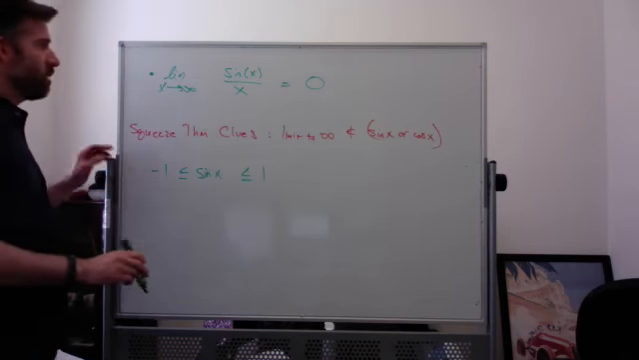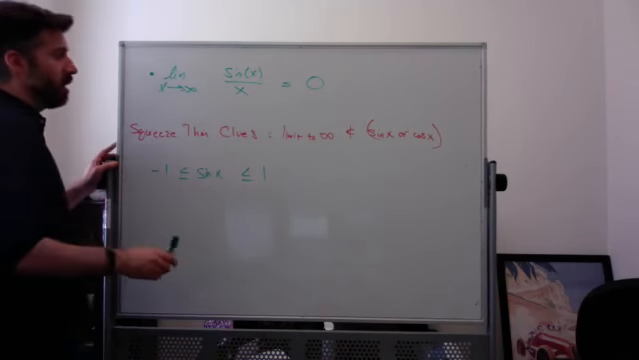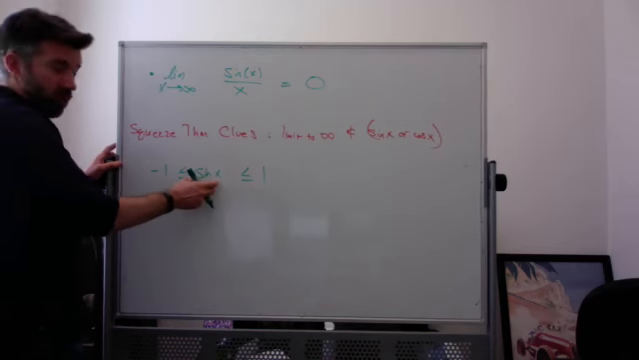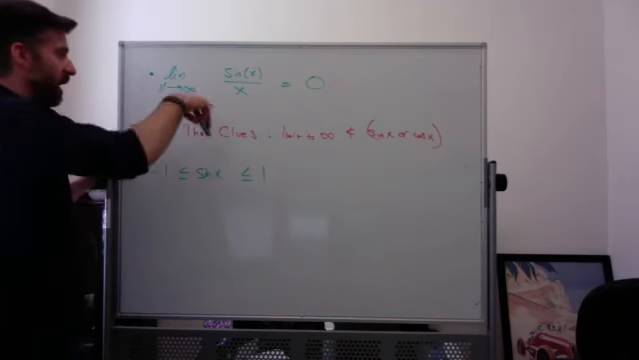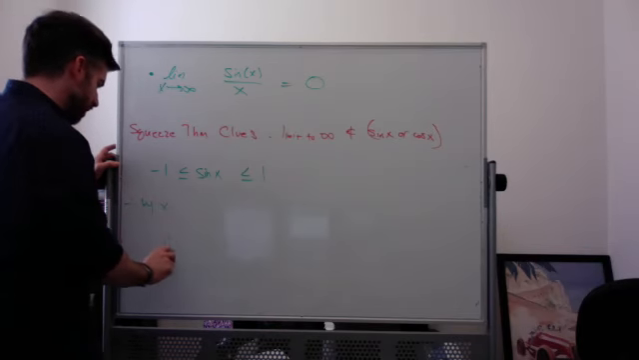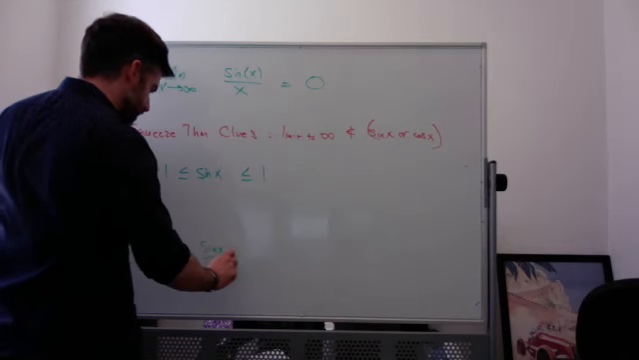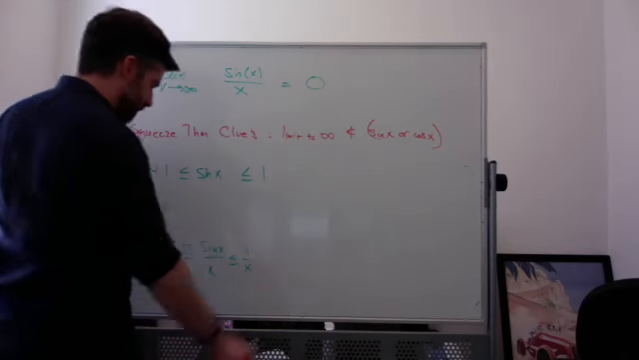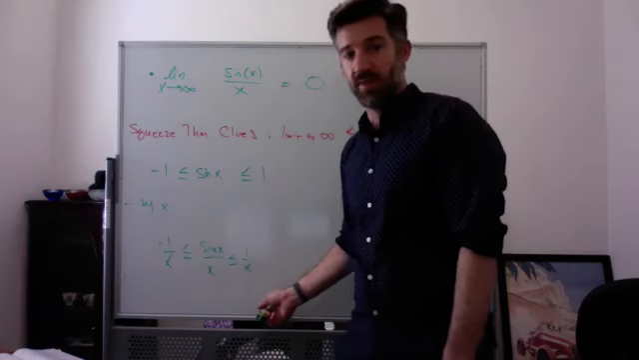And then I'm going to take this compound inequality, and I'm going to try and make the middle part, always the middle part, look like the thing I'm trying to take the limit of. So I'm going to divide everything by x. So I'm going to have -1 over x is less than or equal to sine of x over x, less than or equal to 1 over x. And then we're going to take the limits of the outer parts, the outer limits, if you will.